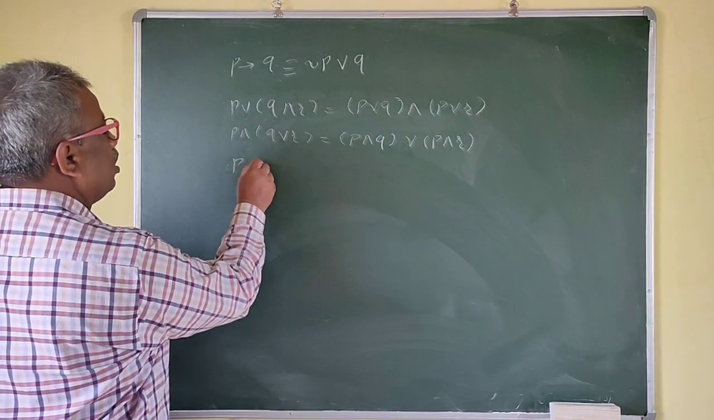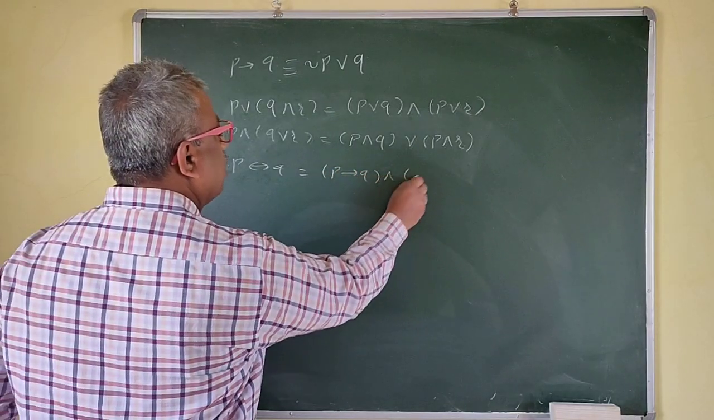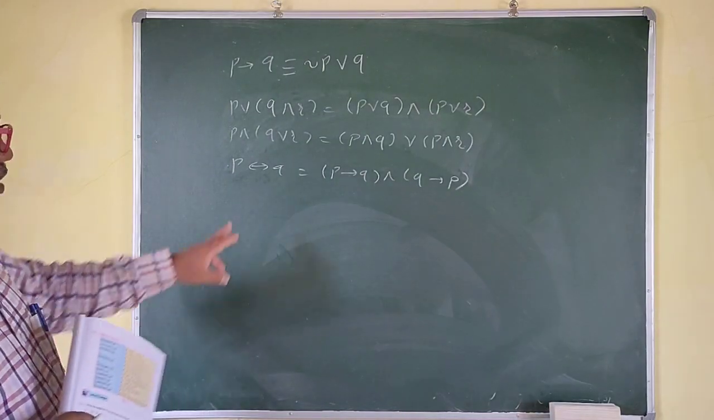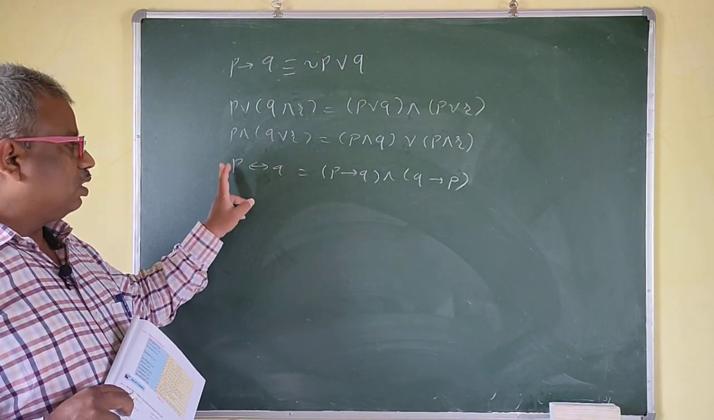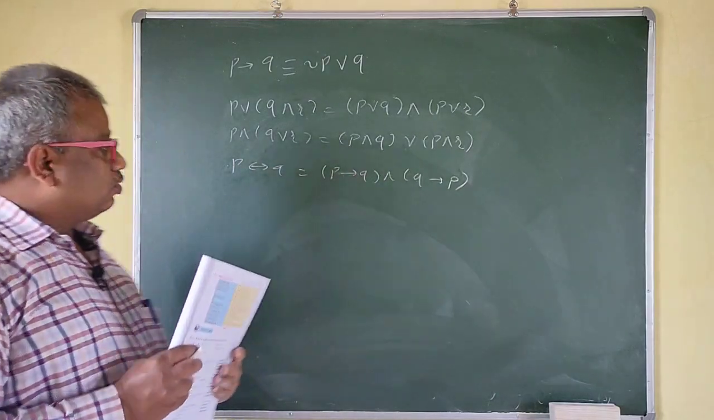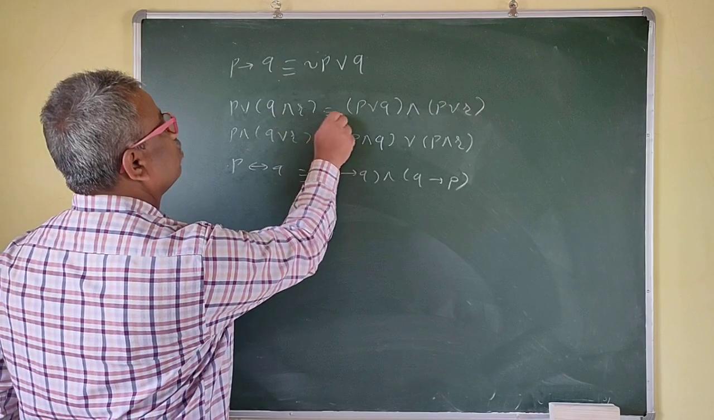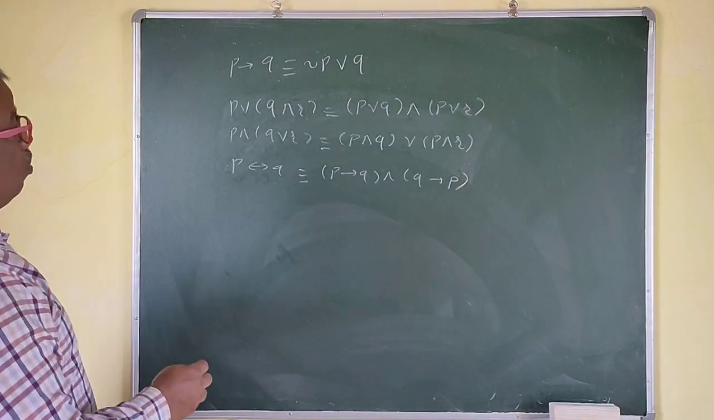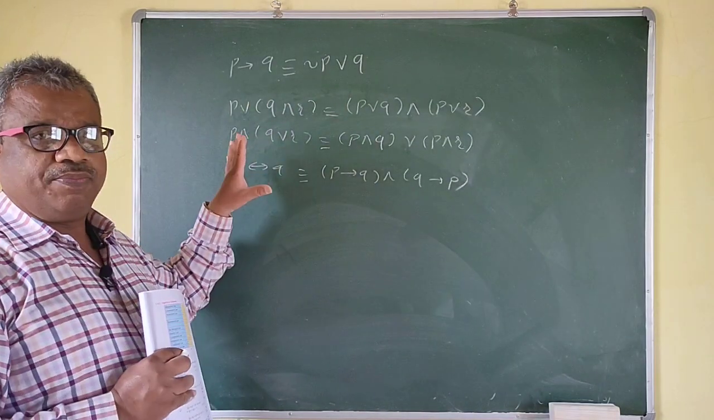Then P if and only if Q is P implies Q and Q implies P. This is obvious now. P if and only if Q means if P then Q, and if Q then P. That is like this, right? This is not equal to, actually logically equivalent to this, right? So we can prove this with the help of the truth table.